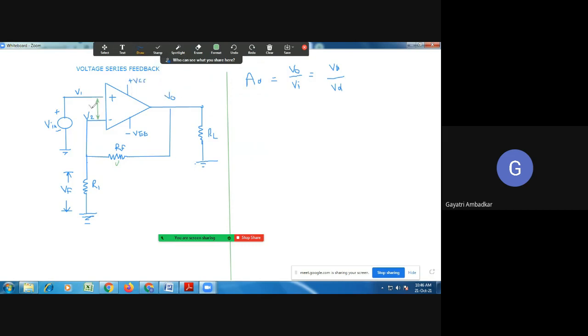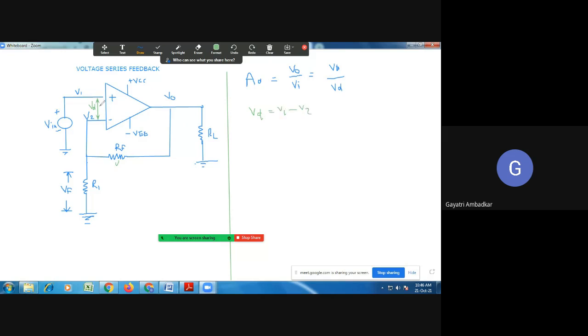Okay, this is Vd, the differential voltage. It means Vd is nothing but the difference between V1 and V2. So this Vd is equal to V1 minus V2.